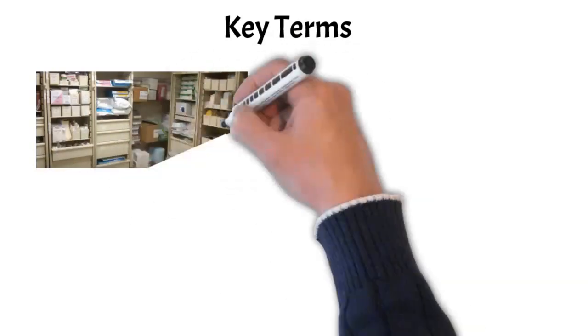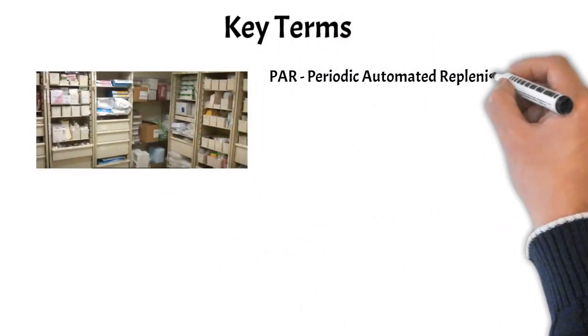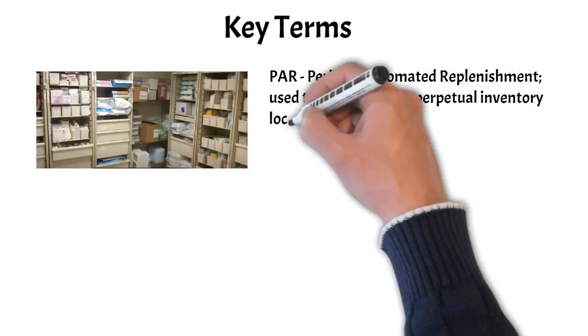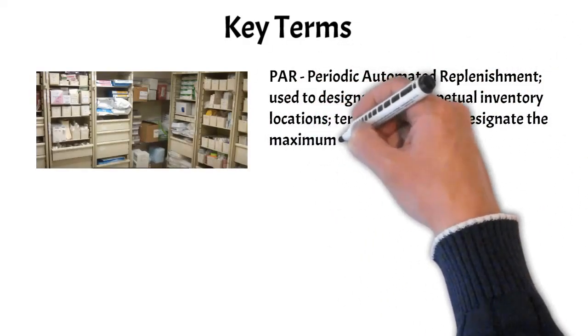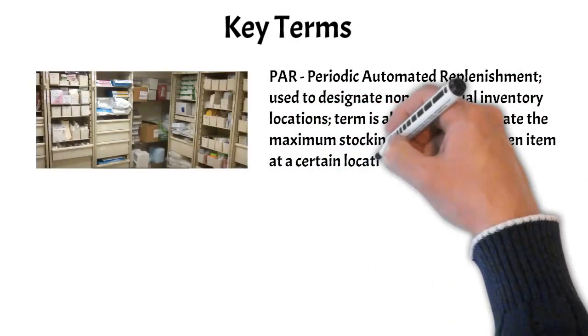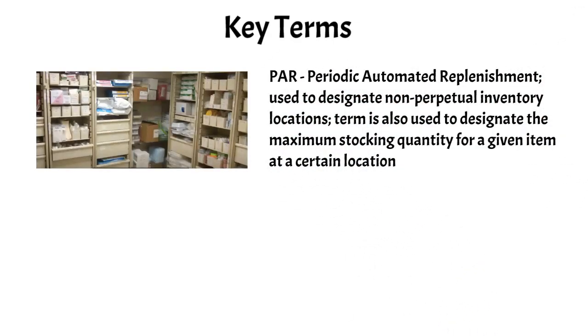When it comes to PAR inventory management, there are two key terms that you should be aware of. The first is PAR. As discussed in a separate video devoted to common terms in healthcare supply chain, the term PAR means periodic automated replenishment and can be used to designate any storage location that's not a perpetually tracked location. Plus, the term PAR can be used to designate the maximum stocking quantity for a given item at a certain location. For example, you might hear someone say, "There is a PAR location in the emergency room."